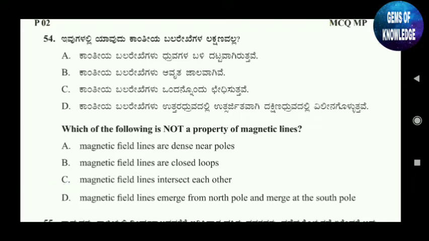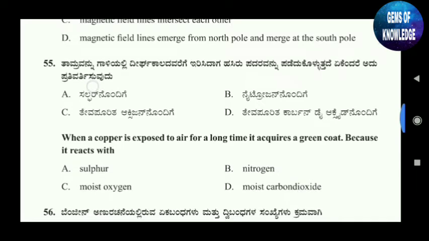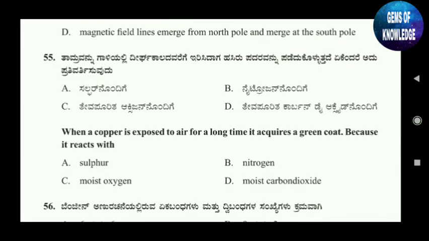Okay, next question is the 55th one. When copper is exposed to air for a long time, it acquires a green coat. Yes, we know that this is the property of corrosion in the case of copper. When it is exposed to air for a long time, it acquires a green coat because it reacts with. Now we have to identify what material in the air copper reacts with to acquire a green coat.